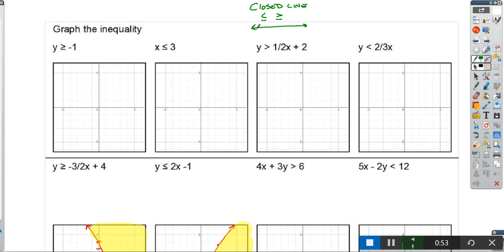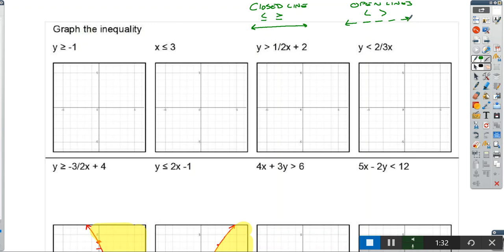And a closed line means that the boundary line that we draw is going to be included in the solution set, so that everything along that line will create a true statement if I were to plug those points into the inequality. As opposed to a closed line, we'll have open lines. And an open line means that the boundary line does not get included in the solution set. It's going to be a dashed line. So let's take a look at our first problem.